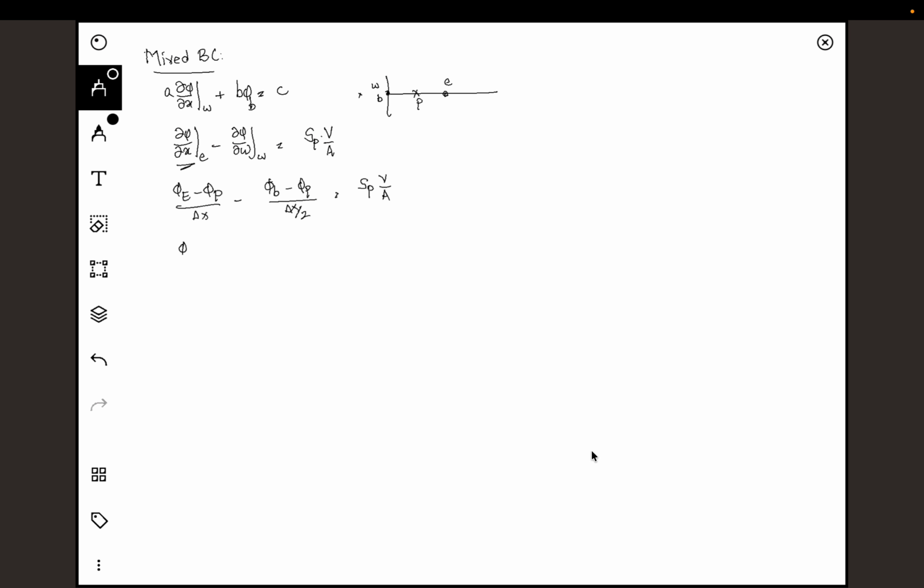But the one that I used is something like this, where you'll directly approximate this with T minus B times phi b by A. So if I do this approximation, then all I'll have to do is phi P will have a 1 by delta x term, and then I have everything else combined into my source term.